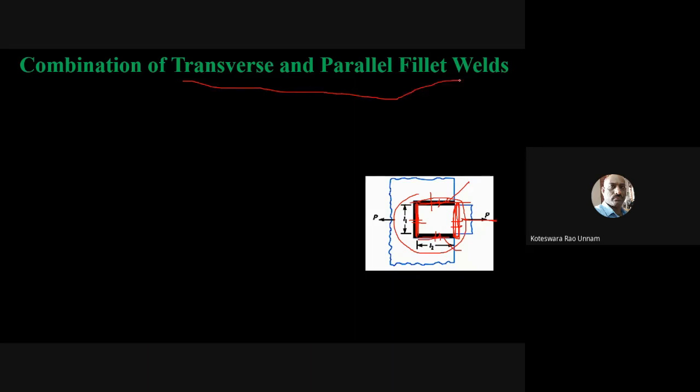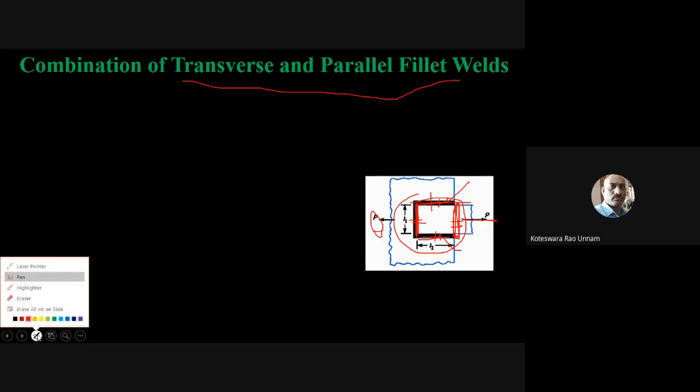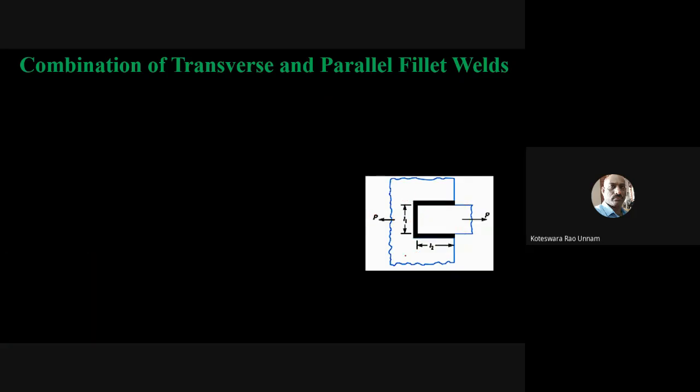So in that case, how can we proceed, or how can we estimate the load carrying capacity of this joint? We know the concept right now. If it is a parallel fillet weld, it is subjected to a shear stress. If it is a transverse fillet weld, we know it is subjected to a normal stress.